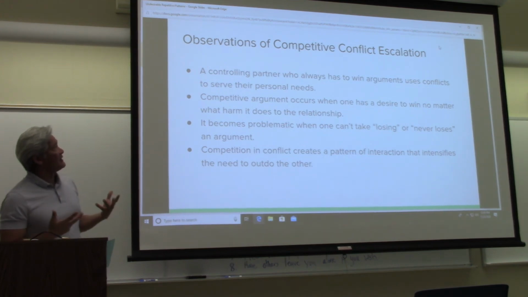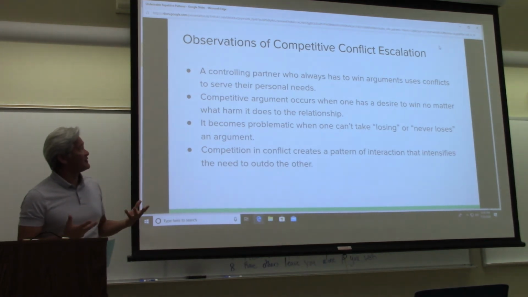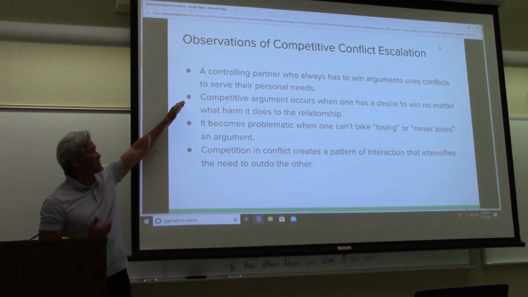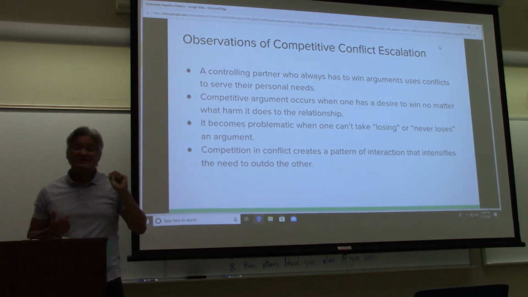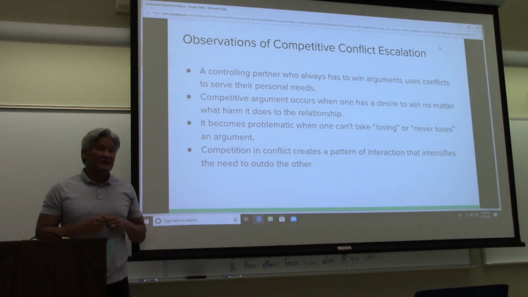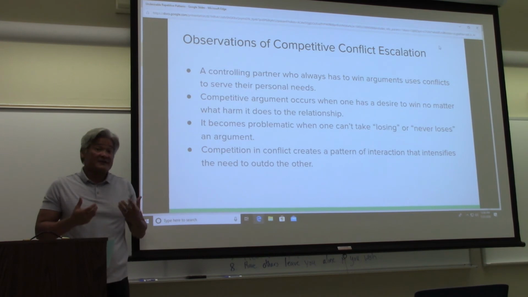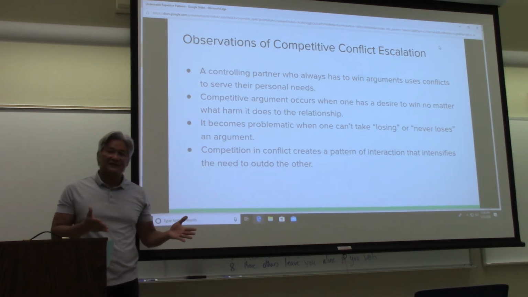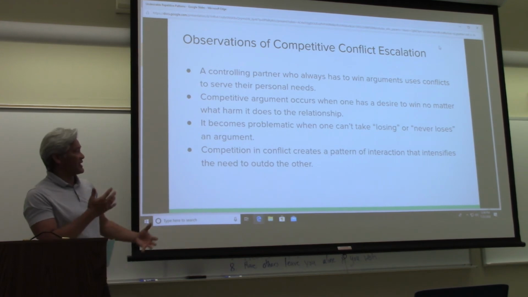So, observations about competitive conflict escalation. I think that really the main idea is that the competitive argument occurs when one person wants to win no matter the damage to the relationship, okay? That they're putting their need to win over the quality of the relationship. And they don't care if it's going to harm it, at least in that moment. There's usually regret after we've gone through this cycle.